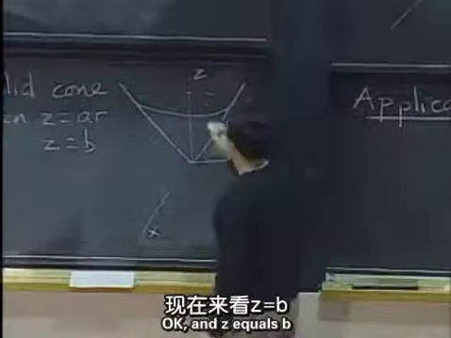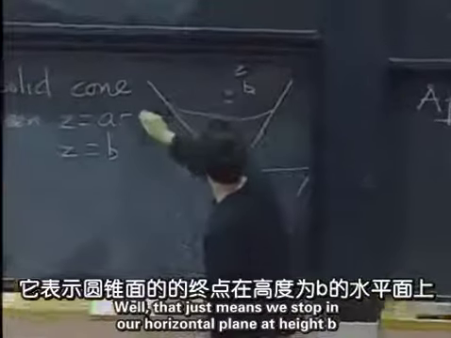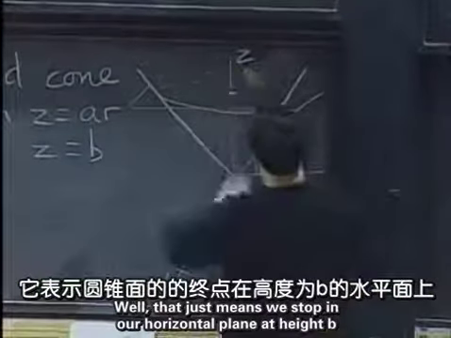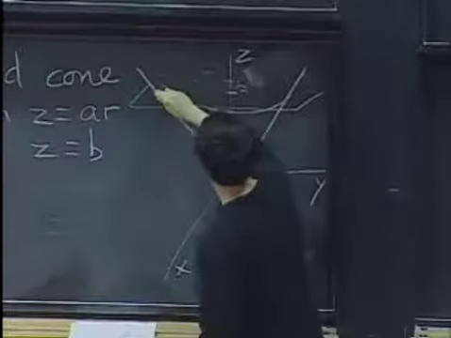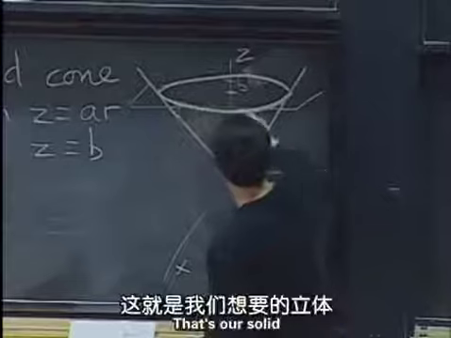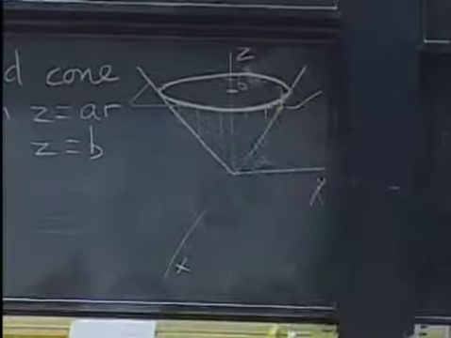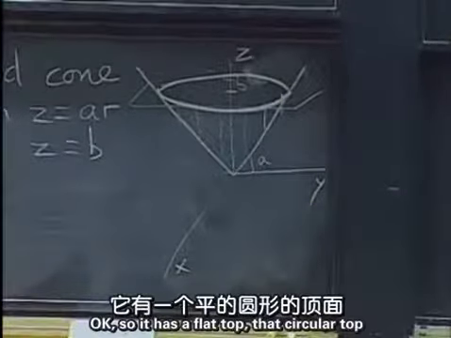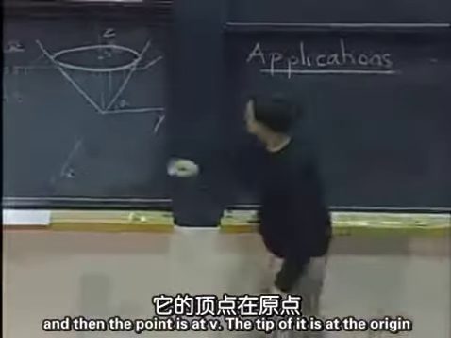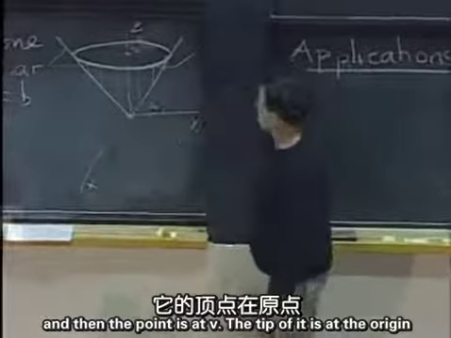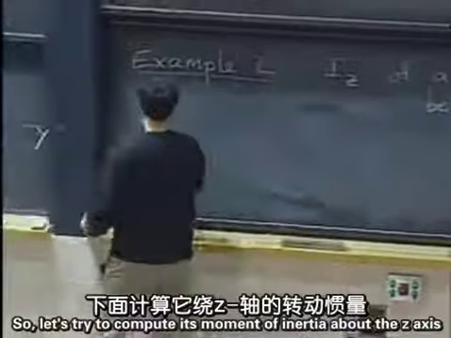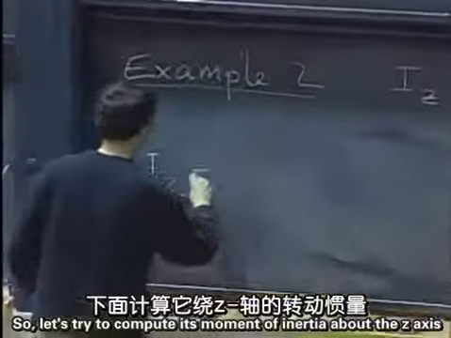And z equals b just means we stop in a horizontal plane at height b. So that solid cone really just looks like this. That's our solid. It has a flat, circular top, and then it's pointing, and the tip of it is at the origin. So let's try to compute its moment of inertia about the z-axis.